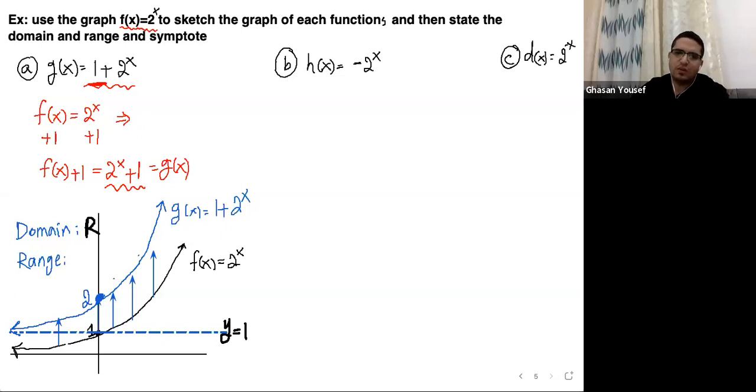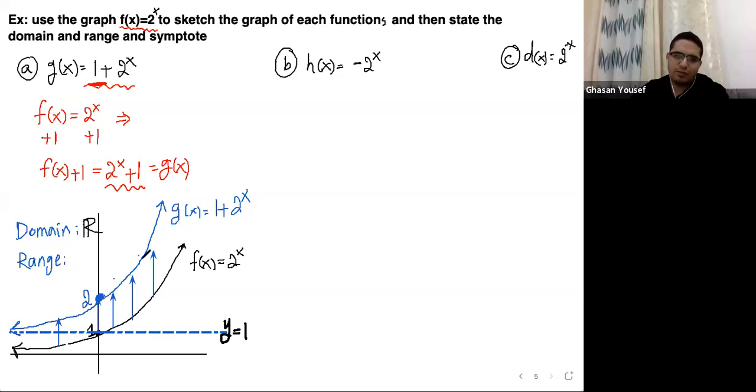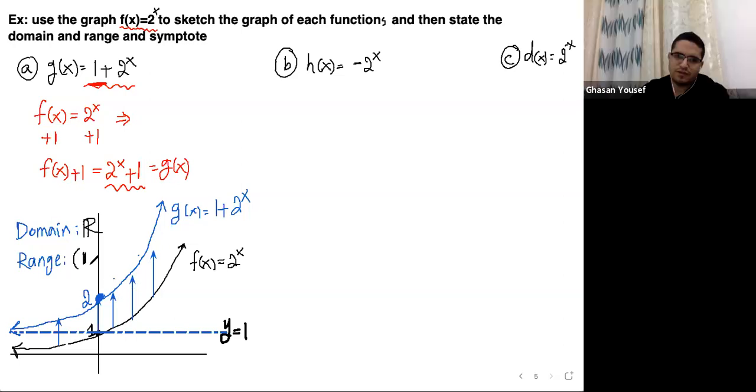What's the range? What y values do we use to graph the blue curve? Is it not including 1, and all the way to positive infinity? Nice. From 1 to infinity. Starting from 1, because this is my horizontal asymptote. The curve will not touch it, but will be close to it. So starting from 1, but not including 1, to infinity. Nice. The second equation.